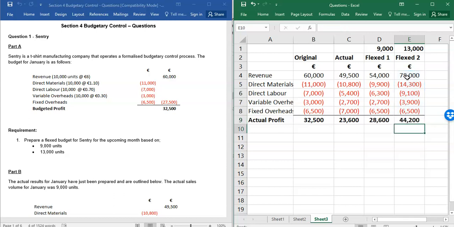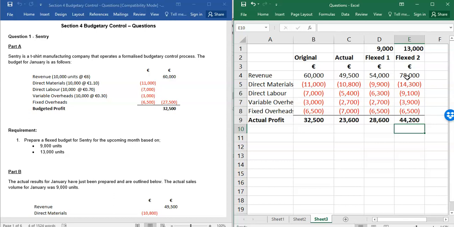It'll be 44,200. So that's what we're just trying to say: when actuals come out, the actual volume, we want to get a like-for-like comparison. And that's how you do it. You flex your budget based on which you think are variable costs and which you think are fixed costs. So it's quite a nice overlap with the previous area.